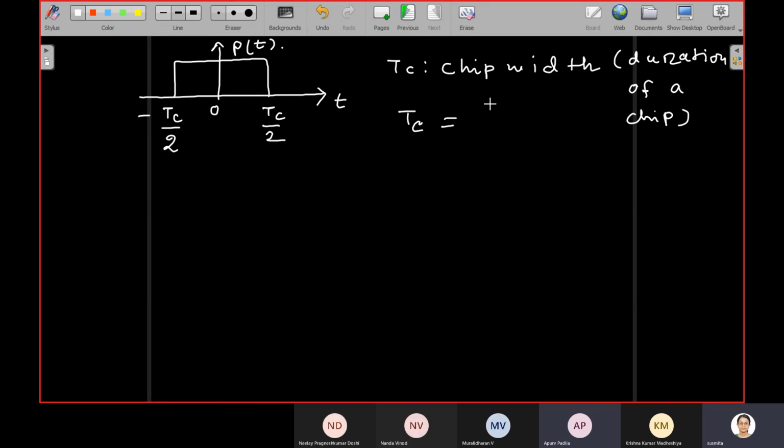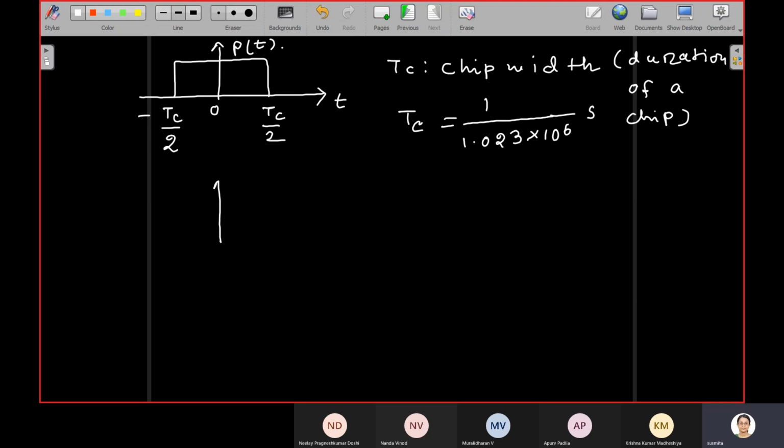Ma'am, 1 by frequency. This is the chip width in seconds. Okay.